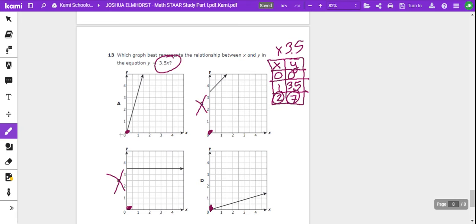And then we have 2, 7. Over 2, up 7. And we have 1 and 3.5. So I believe you would be able to make a selection at this point.